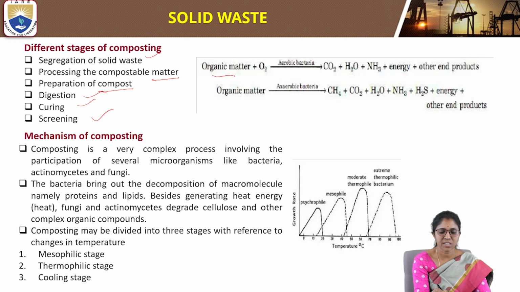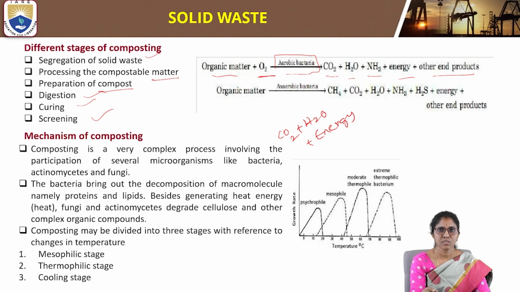In this, the organic matter is treated with oxygen in the presence of aerobic bacteria. So this will give carbon dioxide, water vapor, ammonia, energy and other end products. So in composting, when organic matter is treated with oxygen in the presence of aerobic bacteria, it will give CO2, water, ammonia, energy and other end products.